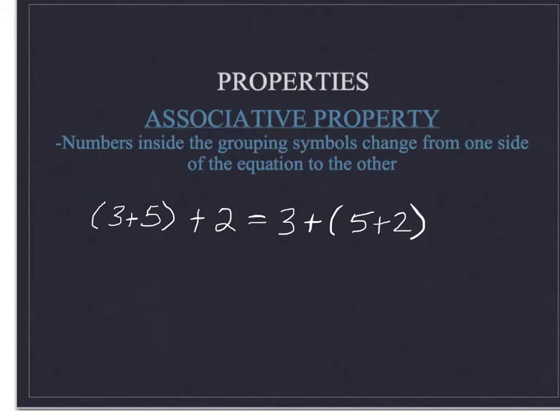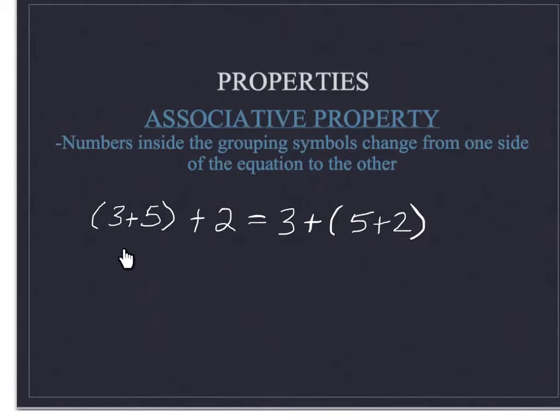If you look at the left-hand side, you'll see that the 3 and the 5 are in parentheses, and then there's an addition of 2. On the other side of the equal sign, notice that inside the parentheses it's no longer 3 and 5, it's now 5 and 2. When you see that the numbers inside the parentheses, or one of the numbers inside the parentheses, from the left side to the right side changes, such as 3 is in the parentheses on the left, but 2 is in the parentheses on the right, that is an example of associative property.